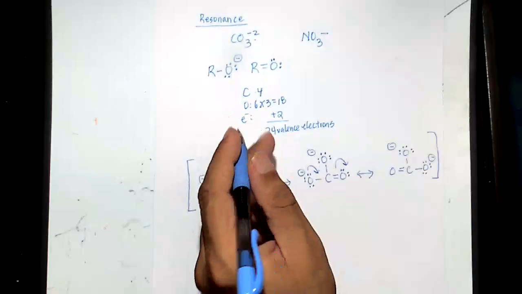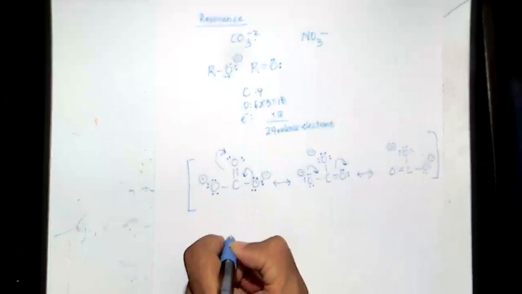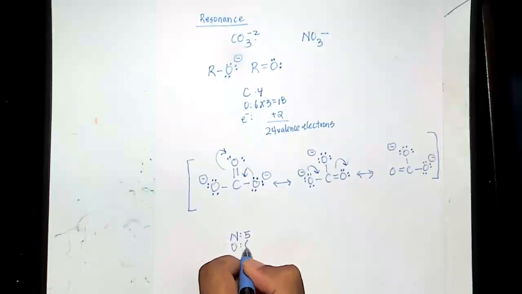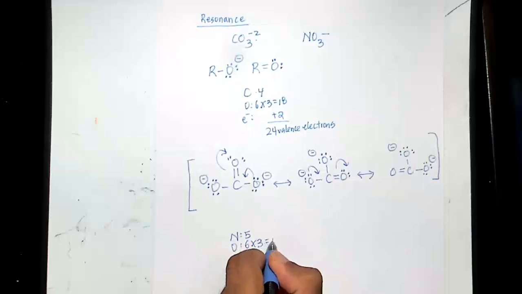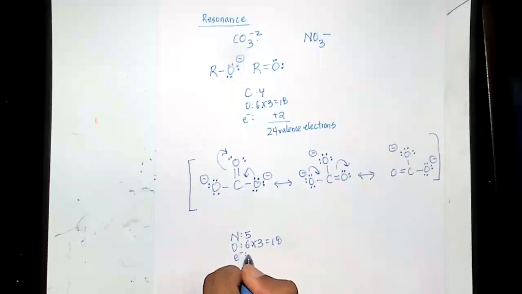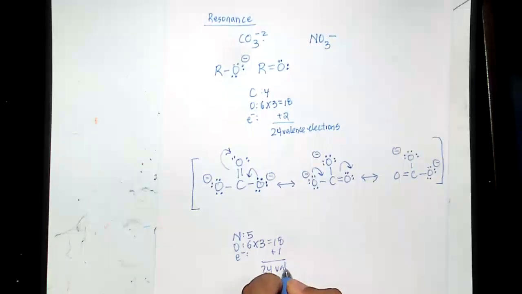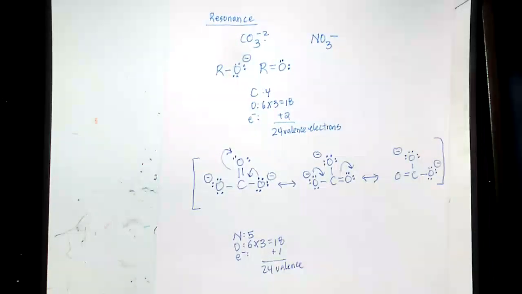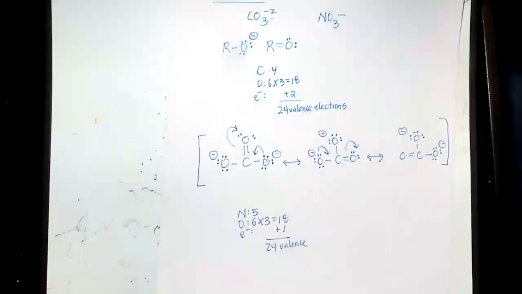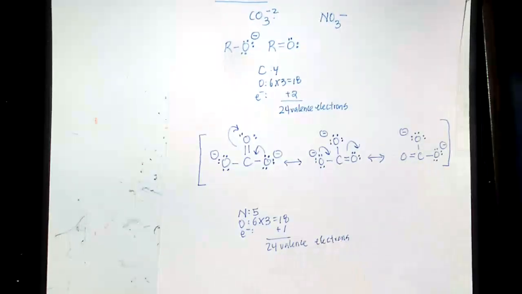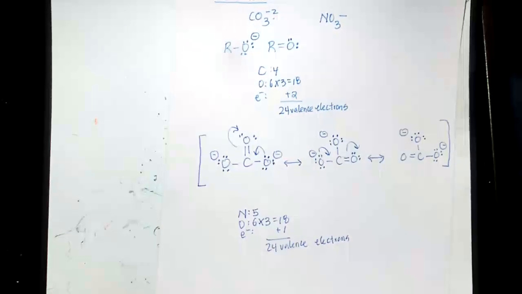All right, can we do nitrate together? Okay, nitrate. This is N is happy at what number? 5. Oxygen's happy at 6. That's 18. The charge is minus, so that's also 24 valence electrons. Okay, just like carbonate. Can you guys see this, or is this blurry? I bet you it's blurry.